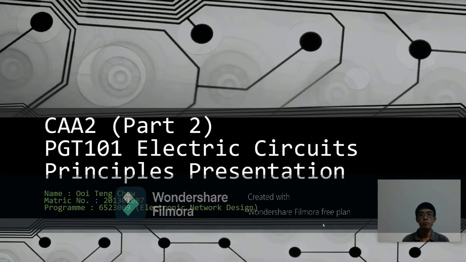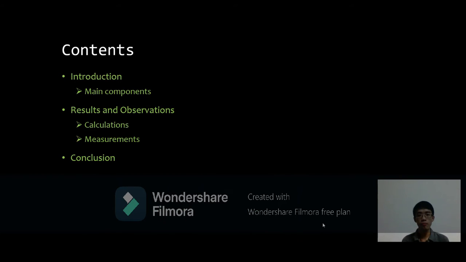Today I'll be presenting about CAA2. So let's begin. This is the list of contents. We have the introduction, which will be covering the main components used in this experiment, results and observations, which will be covering calculations and measurements, and also our conclusion.